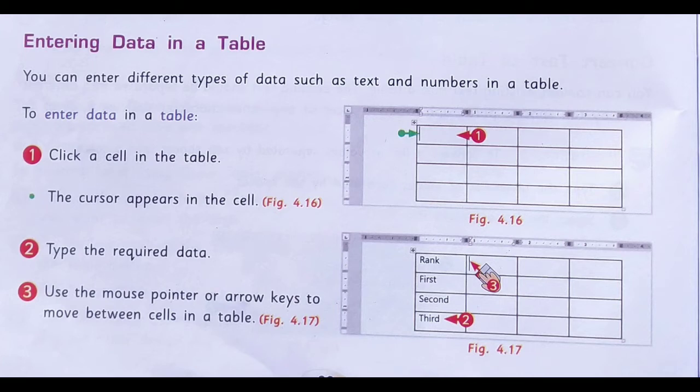Entering data in a table. You can enter different types of data such as text and numbers in a table. To enter data in a table, click a cell in the table. The cursor appears in the cell. You can see in figure 4.16 how a cursor is appearing. Type the required data, then use the mouse pointer or arrow keys to move between cells in a table.